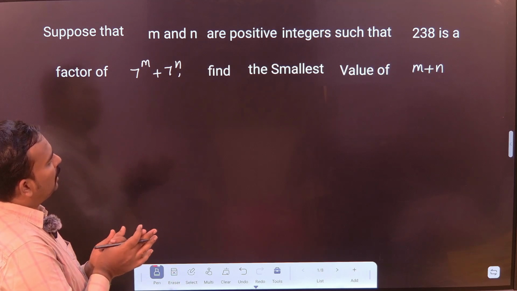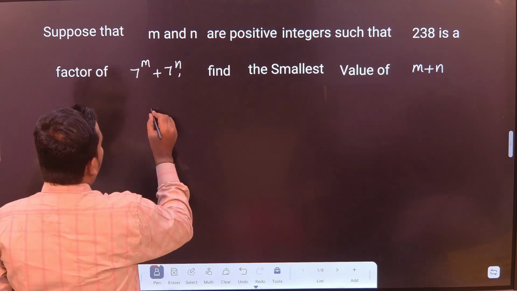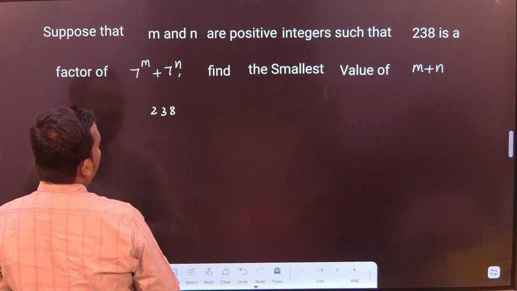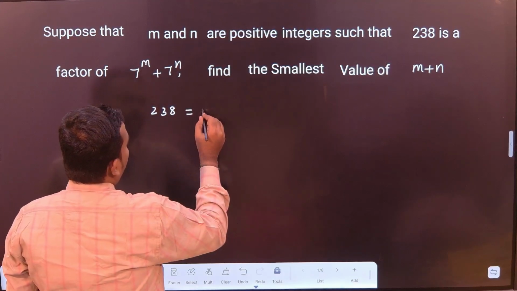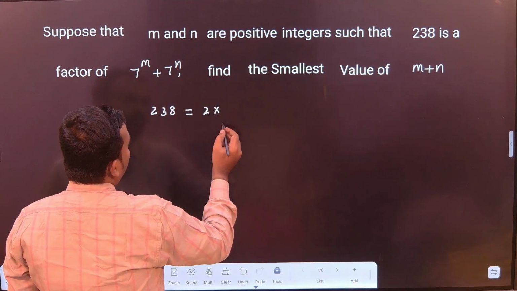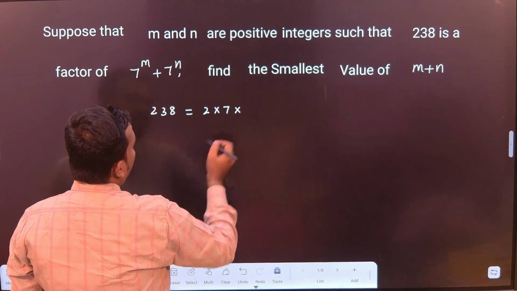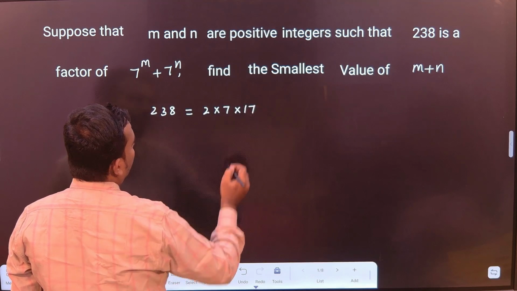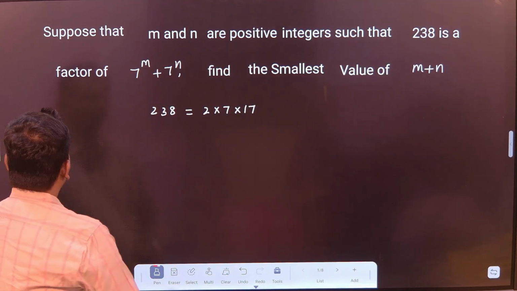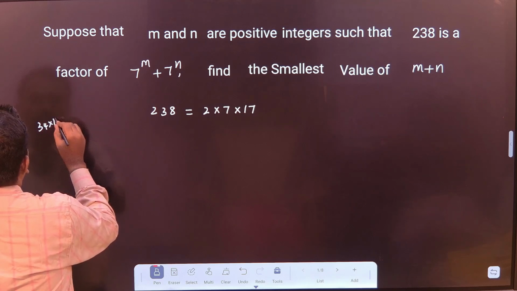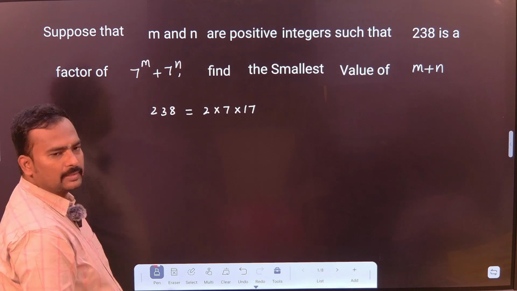So first you have to understand 238. How to write it? You can write it as 2 into 7 into 17. That means 34 into 7 you can write. You can see 34 into 7 you can multiply, so you will get 238.